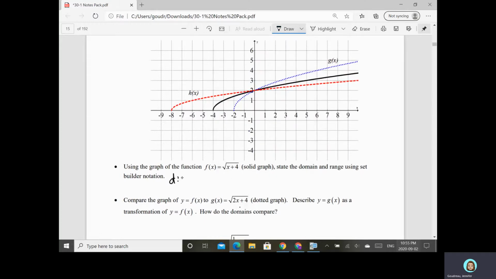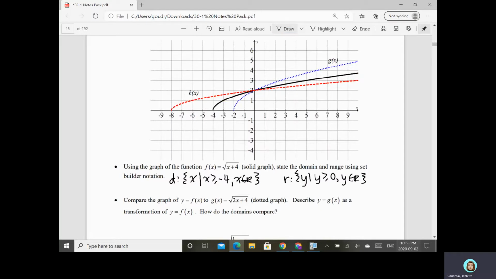So we are going to say the domain is the set of all x such that x is greater than or equal to -4, where x is an element of the reals. Our range, our lowest y value is 0. And again, it extends up from there. So it's going to keep continuing up to positive infinity. So our range is going to be the set of all y such that y is greater than or equal to 0, where y is an element of the reals.